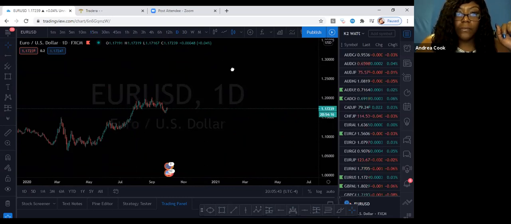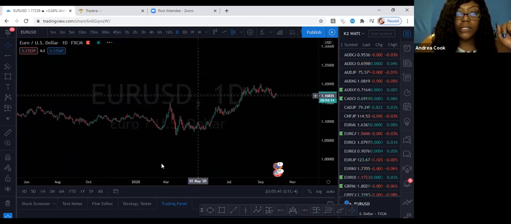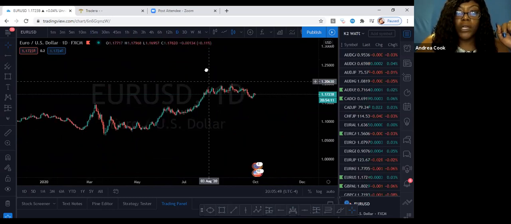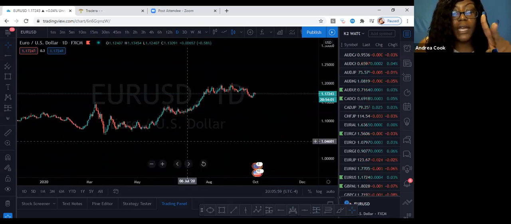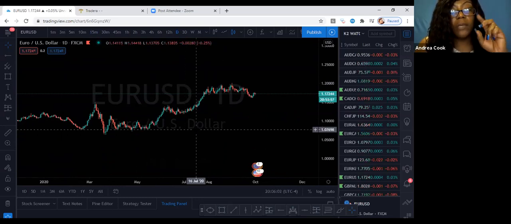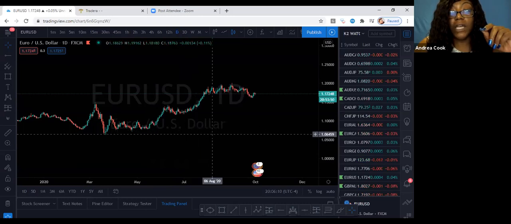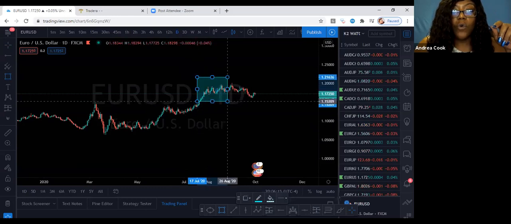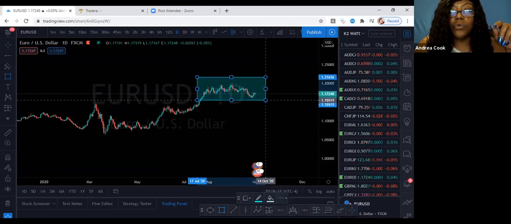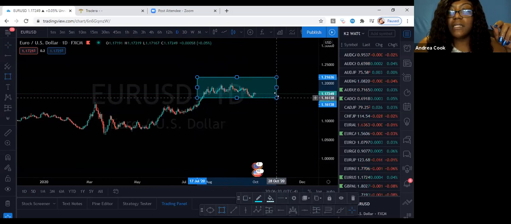Okay, now we need to try to determine what market structure is. Now, one thing I know we did not go over in that video was the ways that the market moves. The market moves in 3 ways, you guys. It moves in a bearish trend, a bullish trend, and consolidation. And I'm going to show you what consolidation is. Consolidation is where price isn't really doing anything. It's just dancing in an area.